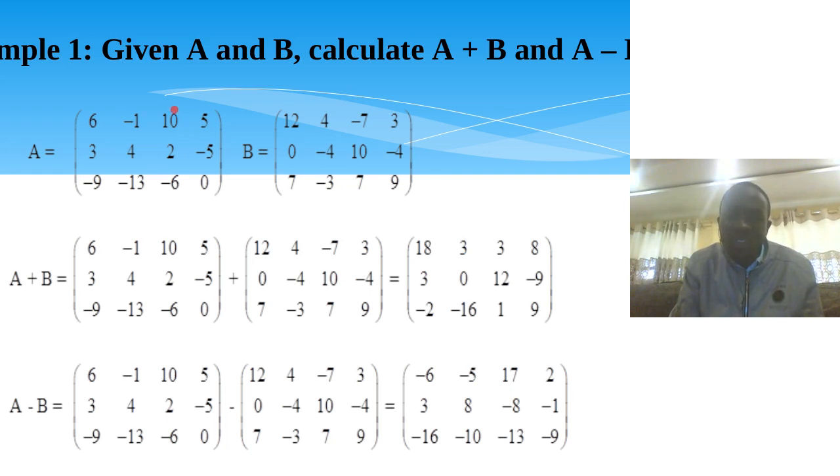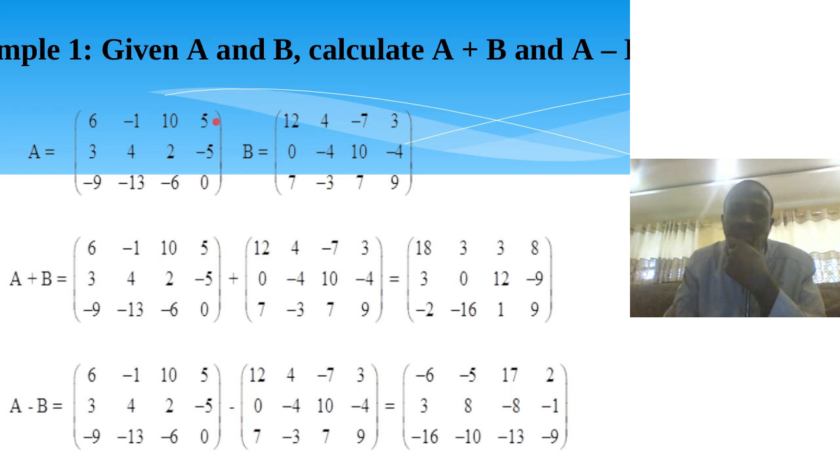Then we move on to the third element in the first row, that is 10. We add it to the third element in the second matrix. Again, 10 plus -7. When you add 10 to -7, it is like having 10, then subtracting 7 from 10. The resultant value there will be a 3.